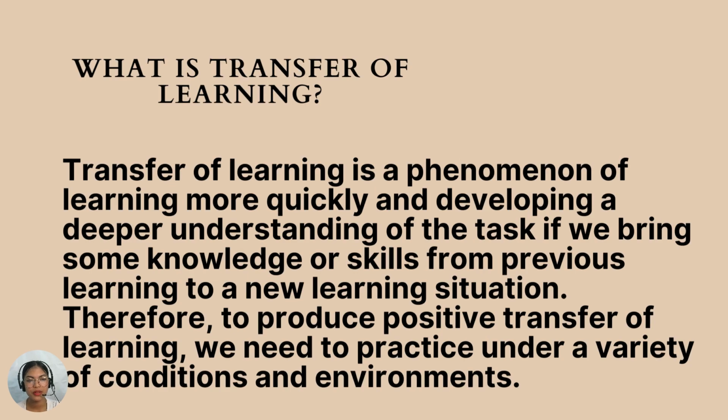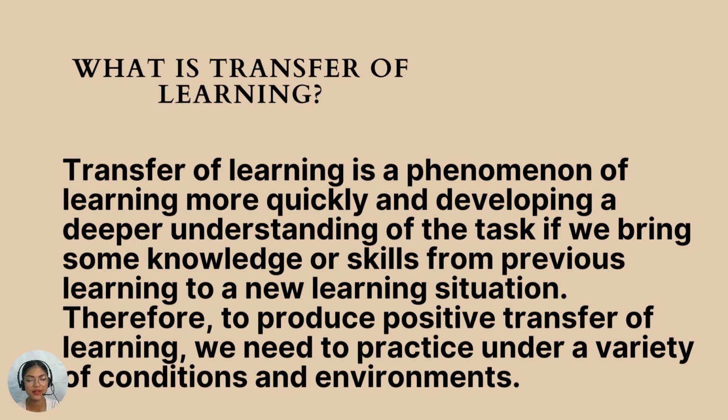So now let's proceed to what is transfer of learning. Transfer of learning is a phenomenon of learning more quickly and developing a deeper understanding of the task if we bring some knowledge or skill from previous learning to a new learning situation. Therefore, to produce positive transfer of learning, we need to practice under a variety of conditions and environments. This influence may be positive, negative, or neutral, or zero. Positive transfer occurs when previous experience facilitates the learning of a new skill or the performance of a skill in a new context. Each of the examples presented in the application section at the beginning of this chapter, as I tackled earlier, involved positive transfer.